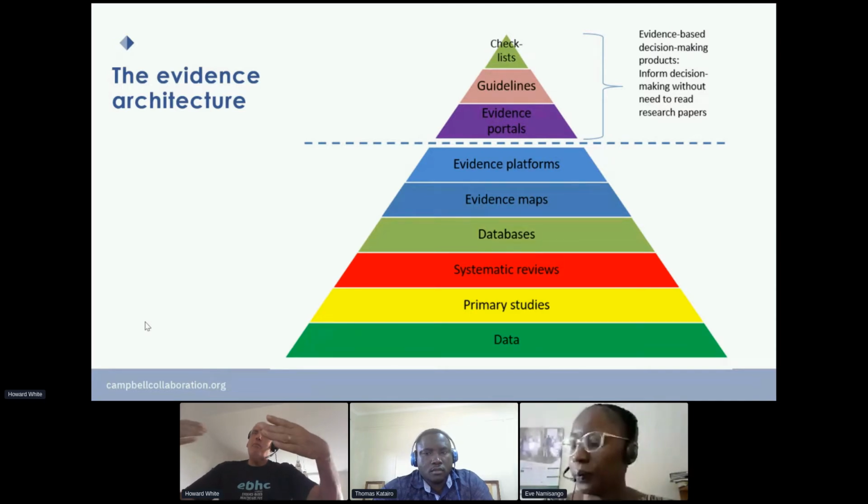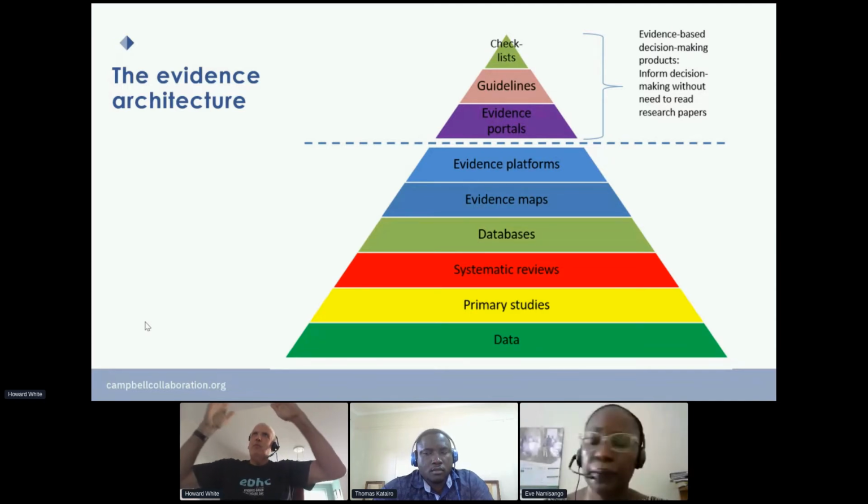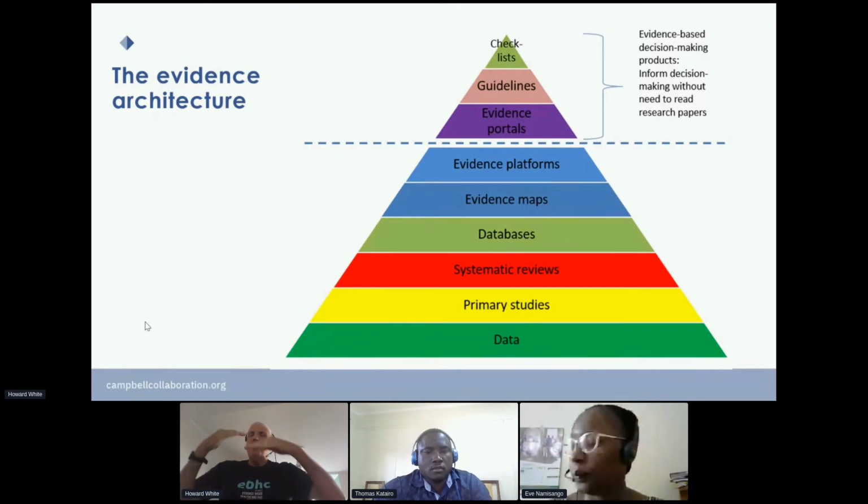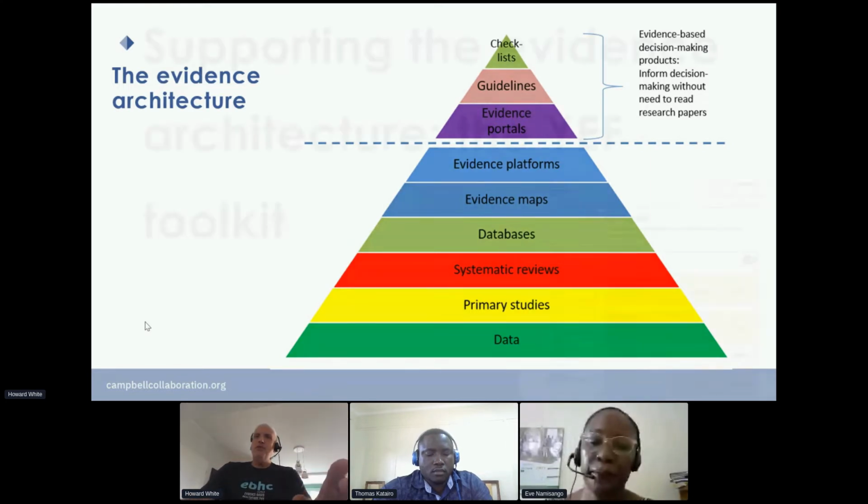But the other point about the pyramid is that to have a top of a pyramid, you need the base. Yes, the top rests on the base. So without the lower levels of the pyramid, you can't have the top of the pyramid. And that's a key point about the approach that we take.